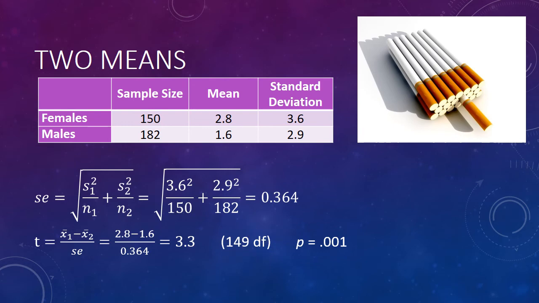When we compute the two-sided p-value, we get 0.001. That's less than 0.05, so we can conclude that male and female students who tried tobacco developed different levels of addiction to nicotine.